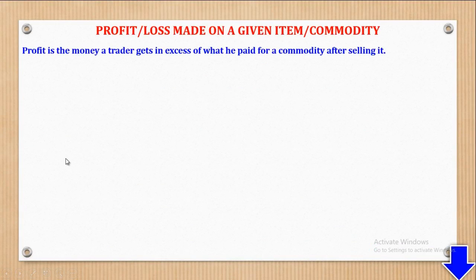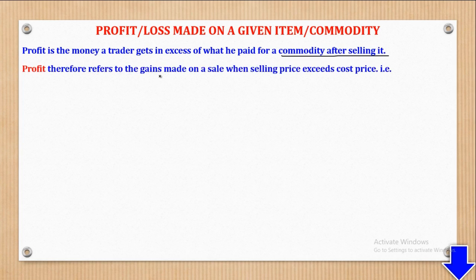So we shall start with the term profit. Now profit is the money a trader gets in excess of what he paid for the commodity after selling it. So for example, in the example we have seen, the trader bought each cloth at 10,000, and in the first scenario he sold it at 12,000, meaning that the difference between the two was 2,000, and that will be your profit. In other words, therefore profit refers to gains made on a sale when selling price exceeds the cost price. So we have seen two terms now, selling price and cost price.